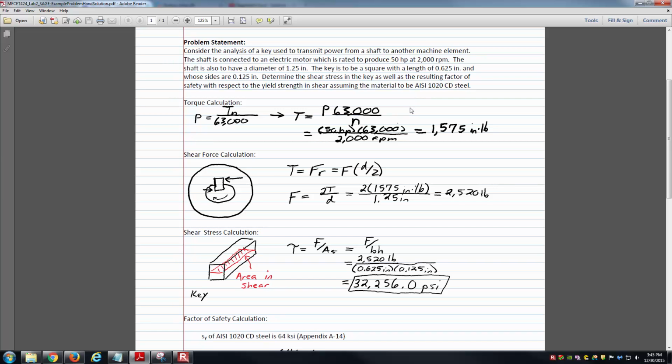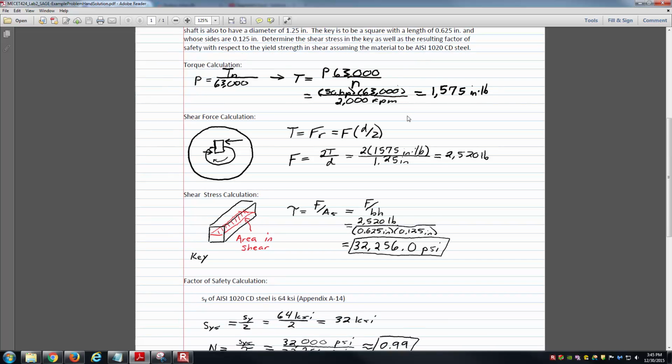It's made from AISI 1020 cold drawn steel, and the questions are, what is the shearing stress experienced by the key, and also what is the resulting factor of safety with respect to the yield strength in shear of that 1020 cold drawn material? Hopefully after you've gone through the first portion of mechanics and materials, you'd feel pretty confident in solving these problems. I've got the solution mapped out here if you were doing it by hand.